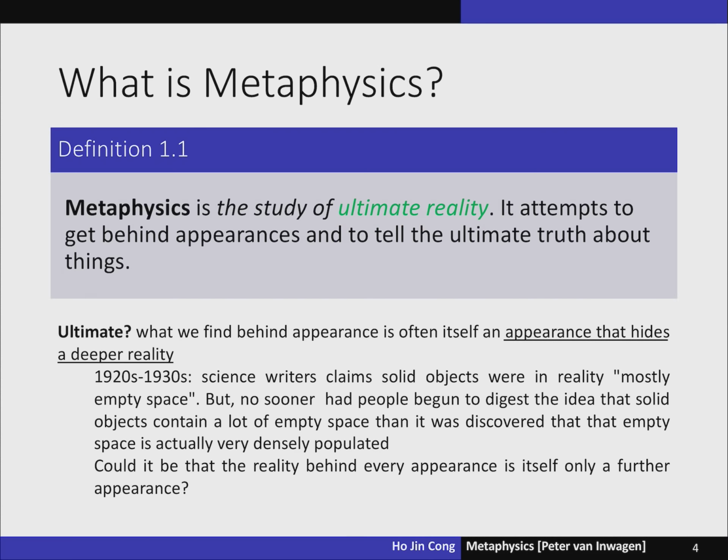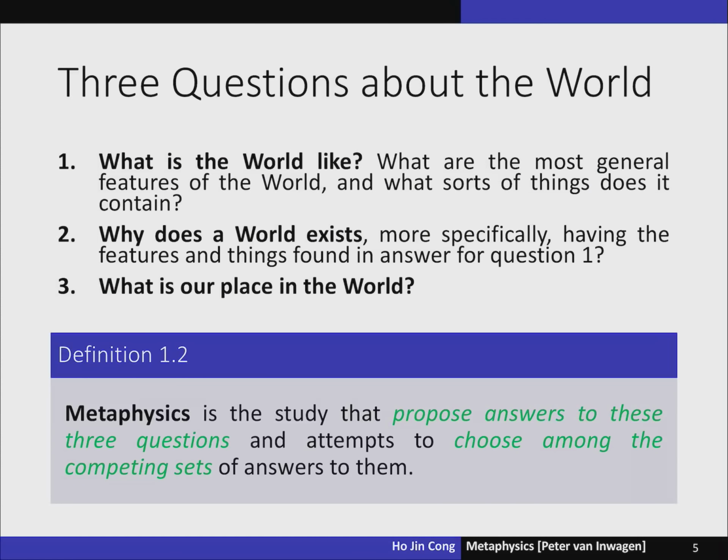So it leads us to a question: could it be that the reality behind every appearance is itself only a further appearance? That's what we care about in metaphysics. We want to know what exactly the ultimate reality is. As we have mentioned, the nature of metaphysics is probably best explained by examples. So let's look at three questions that are mainly asked in metaphysics about the world.